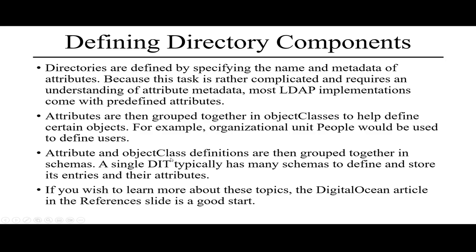Attribute and object class definitions are then grouped together in schemas. A single DIT typically has many schemas that define and store entries and their attributes. There's a DigitalOcean article and a references slide I've added that will provide some good information on all this.